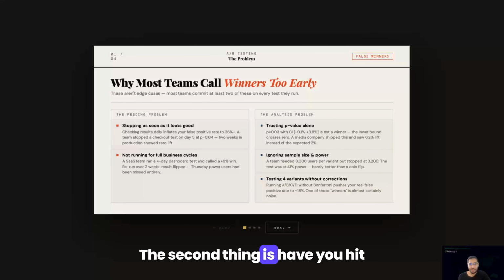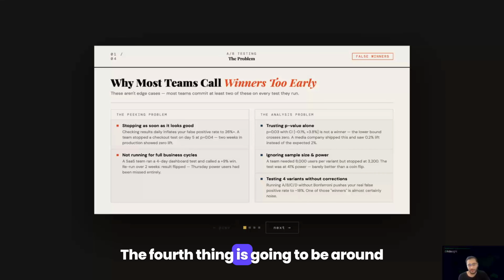The second thing is, have you hit your target sample size or not? If you have hit your target sample size, then that's great. You can now evaluate your results. The third thing on the checklist is, have you run your experiment for the full business cycle? Have you captured all the user behavior? If you run your experiment for 4 days and your power users are active over the weekend, then the results might be totally different when you are looking at results on Monday. So the third thing on the checklist is whether you have run your experiment for a full business cycle or not.